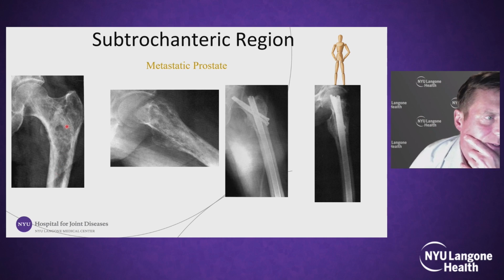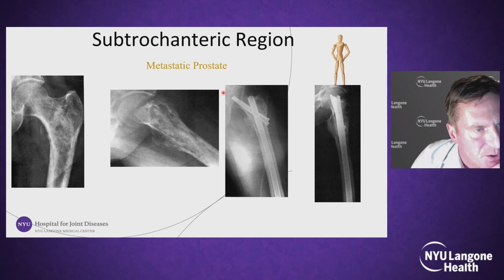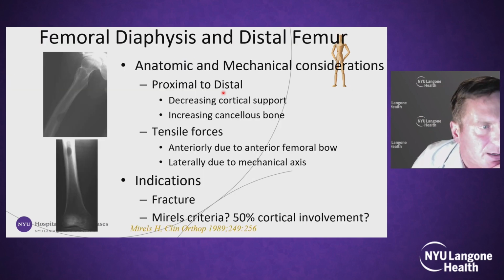So this would be something more amenable to an intramedullary device, which I show here on the right. People talk about hip screws. This is a long hip screw or a long nail and screws up into the hip to stabilize the bone. Again, not resecting the tumor, just trying to prevent morbidity from a fracture.